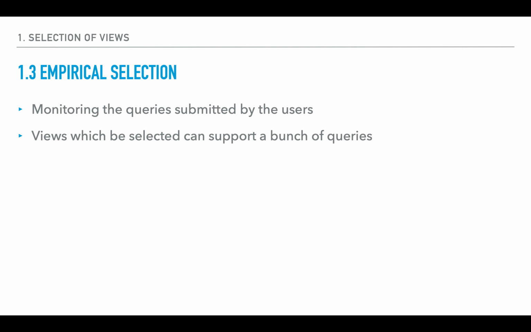An empirical way to select the views to pre-aggregate is monitoring the queries submitted by the users. Based on factors like query frequency and the data value, a number of views can be calculated and materialized, which supports the top queries. What needs to be emphasized is that the views which we select can support a bunch of queries, not just one, when the classification hierarchies of the qualifying data are taken into account.